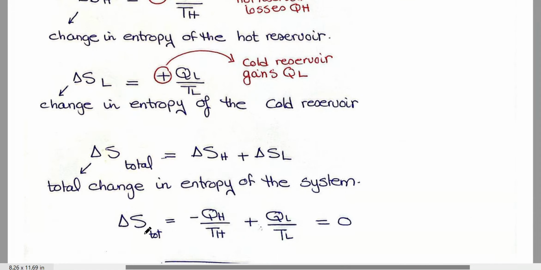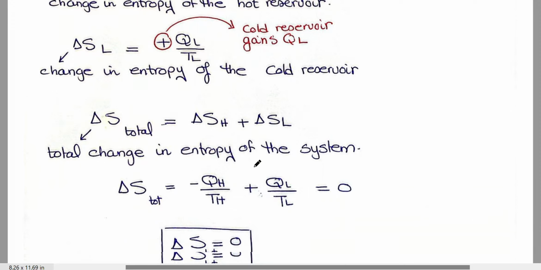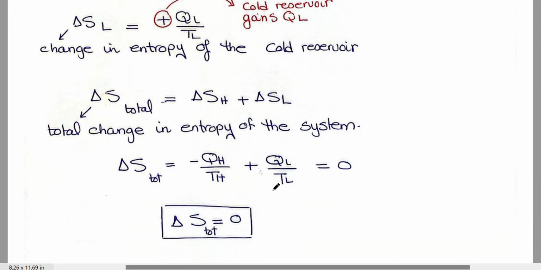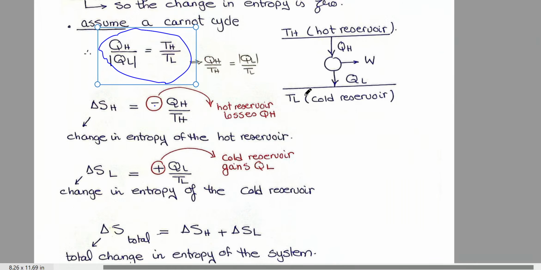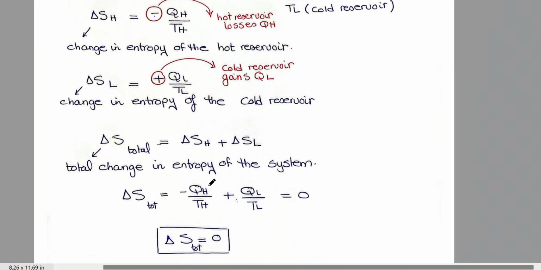Add both equations to calculate the total change in entropy of the system. Delta S total equals delta SH plus delta SL. When adding both, you will find it equal to 0. Why equal to 0? Because QH over QL equals TH over TL, so QH over TH equals QL over TL. Now adding negative QH over TH and positive QL over TL, the addition is 0.